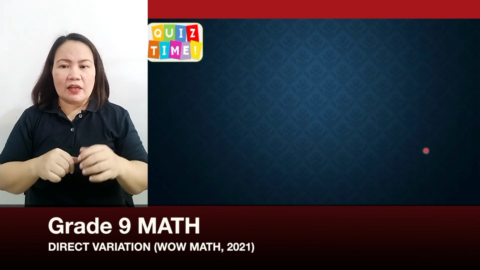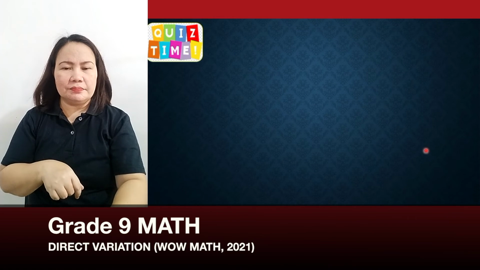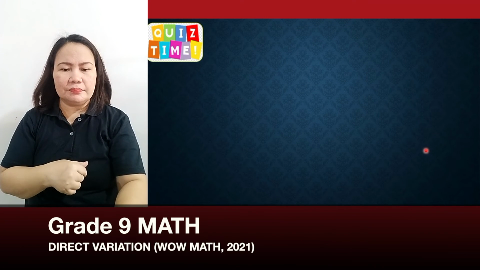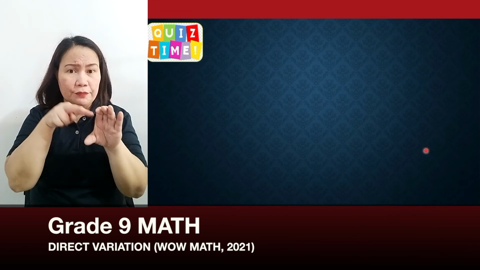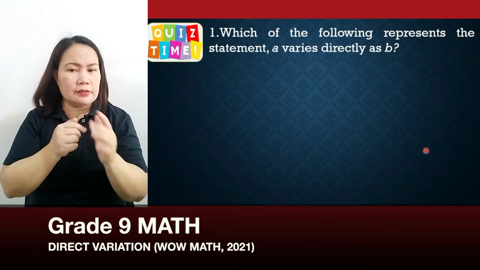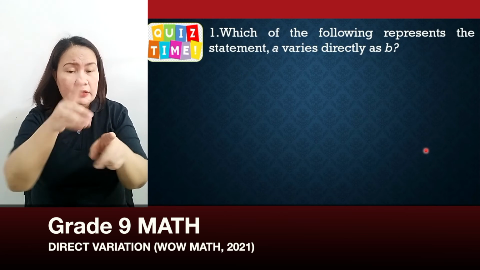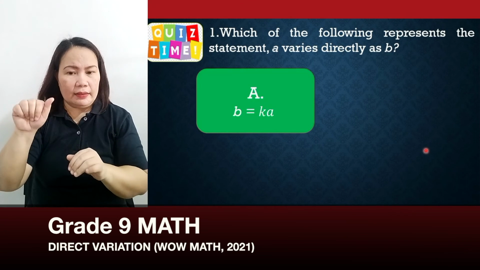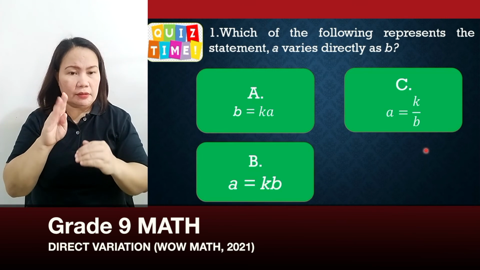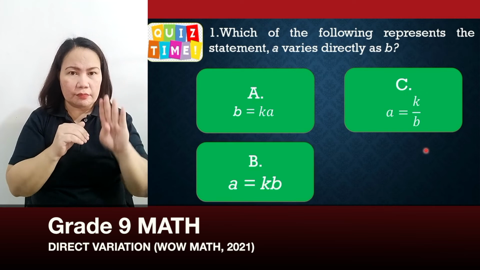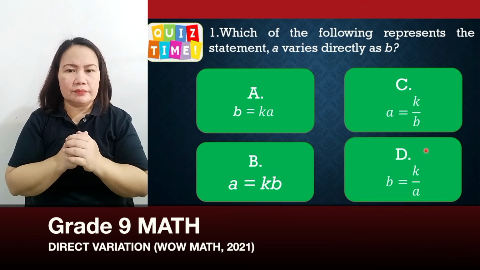Okay, it's your time. So, before we start, so mag-ready muna kayo ng paper and pen. Okay, I give you 5 questions. So, pwede nyo i-pause yung video sa kanyo sagot. I-play ulit for the answer. For question number 1, which of the following represent the statement A varies directly as B? A, B is equal to KA. Letter B, A is equal to KB. Letter C, A is equal to K over B. And letter D, B is equal to K over A.